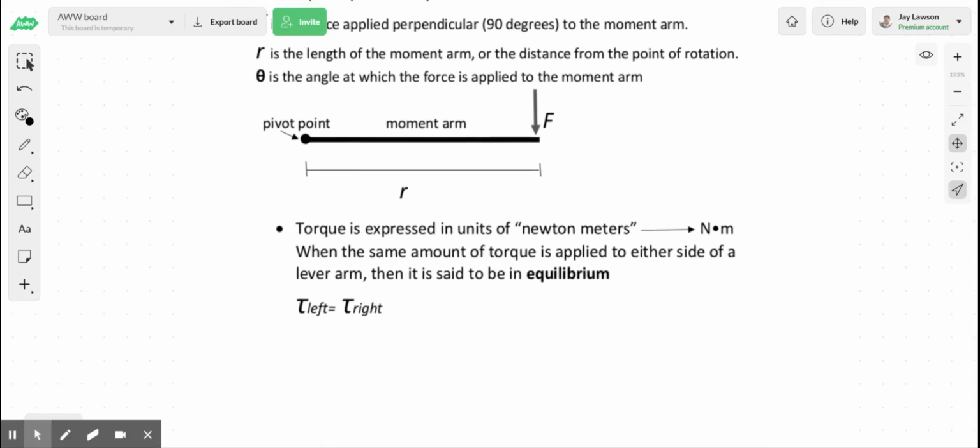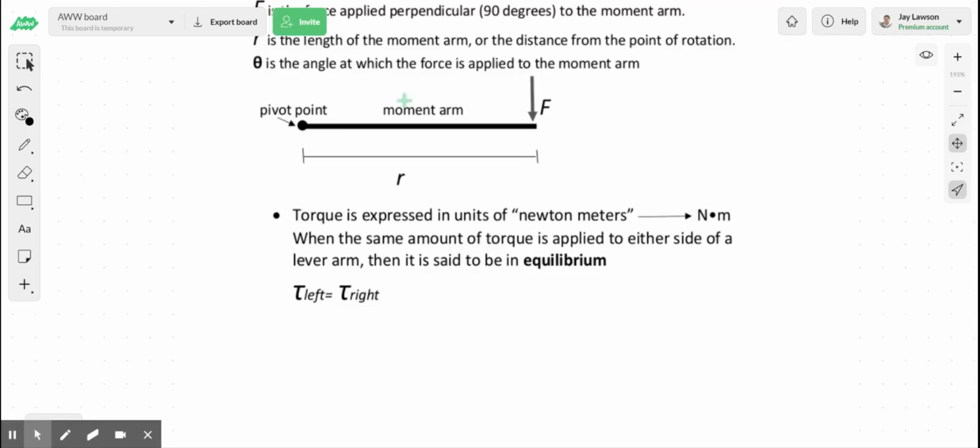Okay, so here's a drawing of what a lever might look like and how to break it down. So here, this little circle on the left is a pivot point. A pivot point, or if you're familiar with simple machines from your elementary math classes, it's also known as the fulcrum. It's the point at which a lever rotates about.